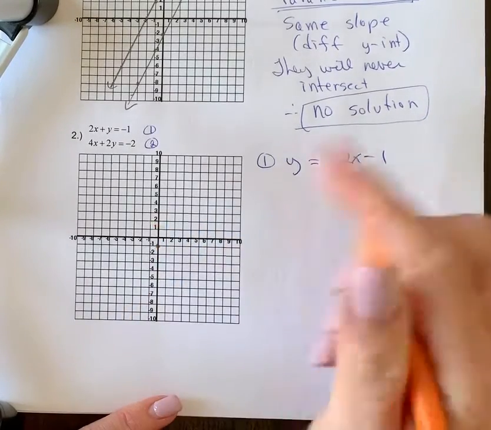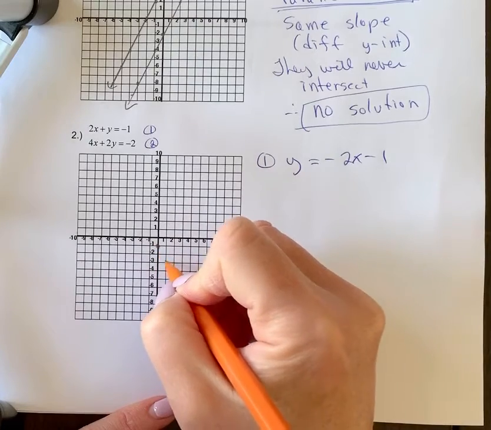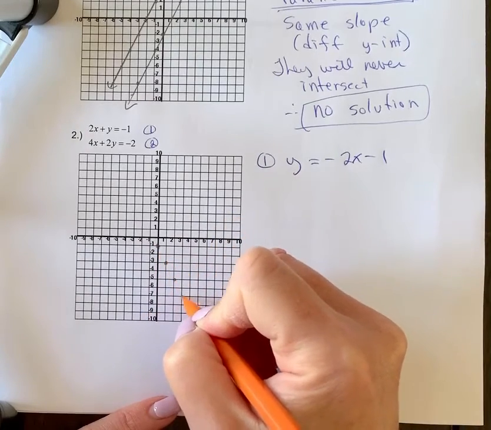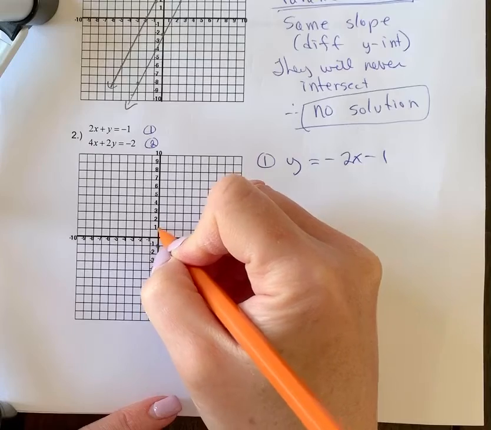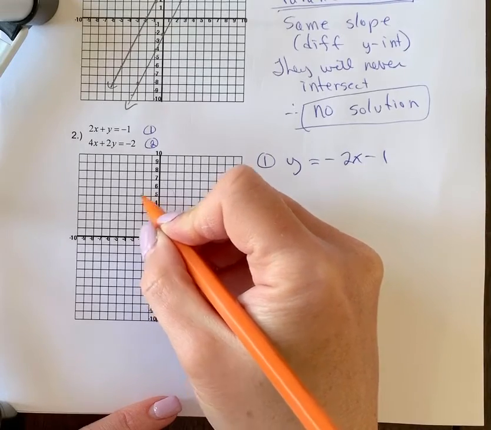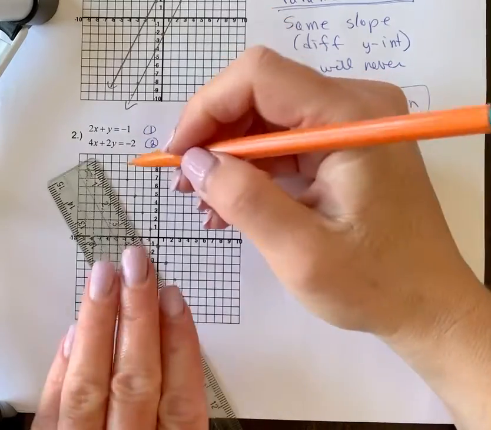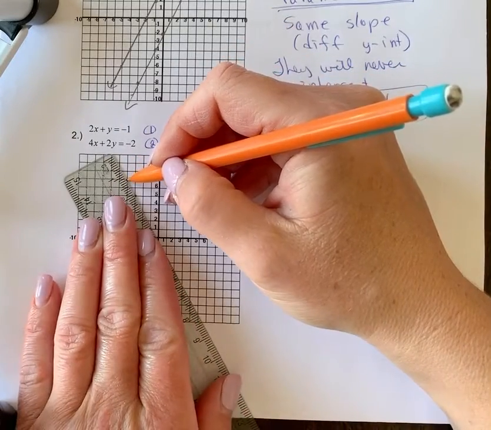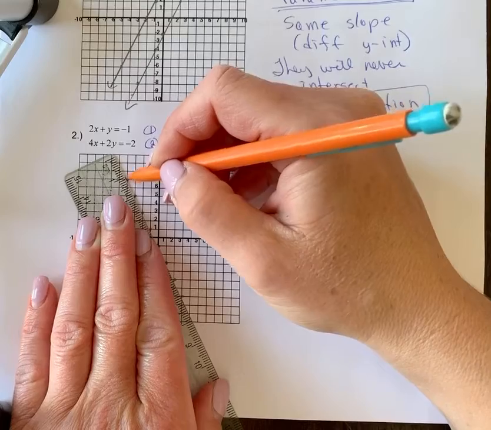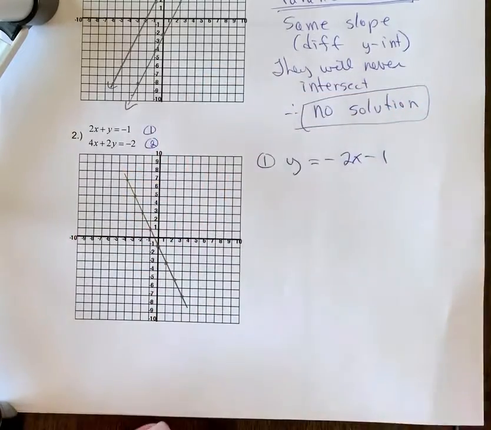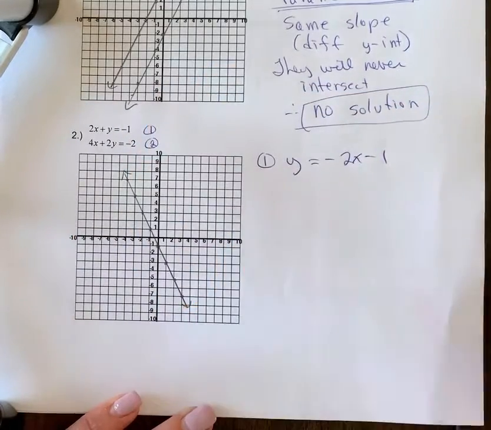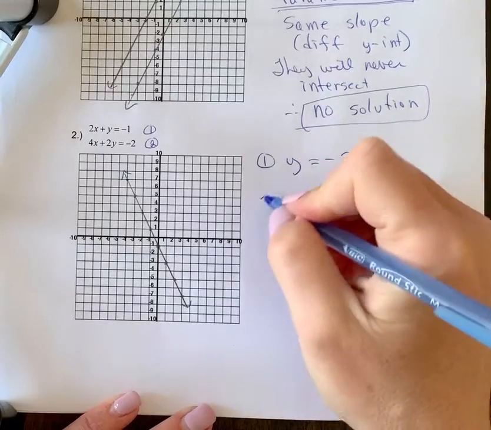My slope is negative 2, so I'm going to count down 2, right 1, down 2, right 1, down 2, right 1. I'm going to go in both directions. I'm going to go up 2 and left to keep that pattern going. I like to draw lots of points just to make it easy to graph this line here. So we're going to do that and put arrowheads.